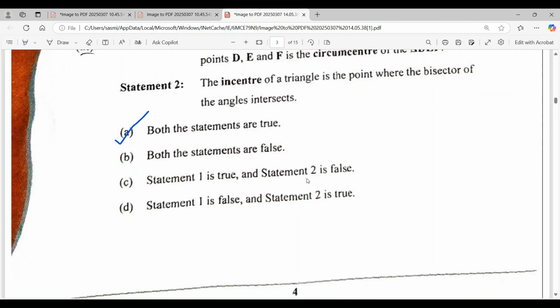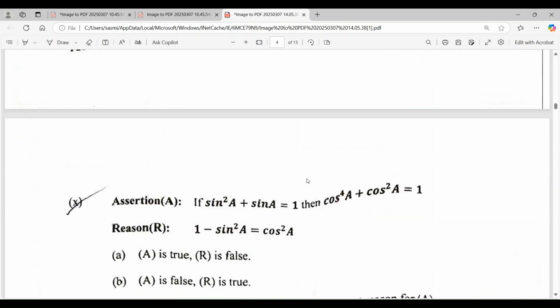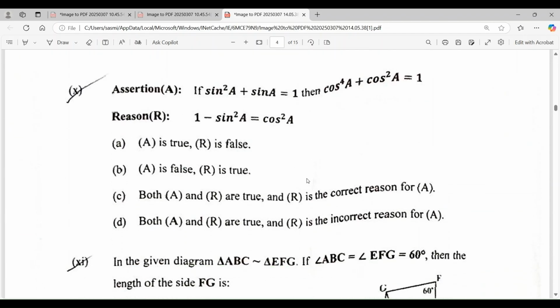Now come to the question number 10. Question number 10 is given assertion and reason. If sin square A plus sin A equal to 1, then cos power 4A plus cos square A equal to 1. Reason is given: 1 minus sin square A equal to cos square A.